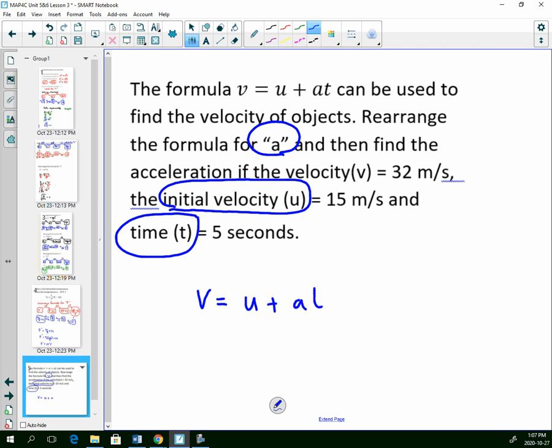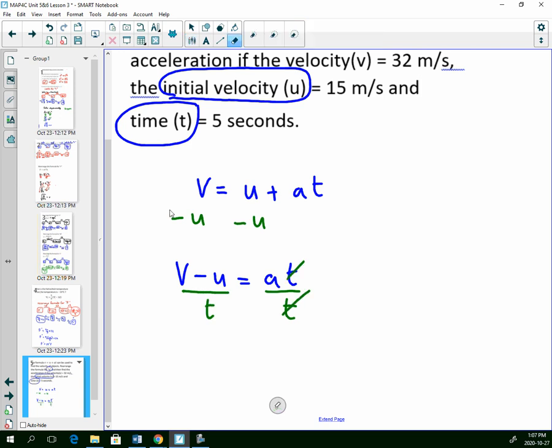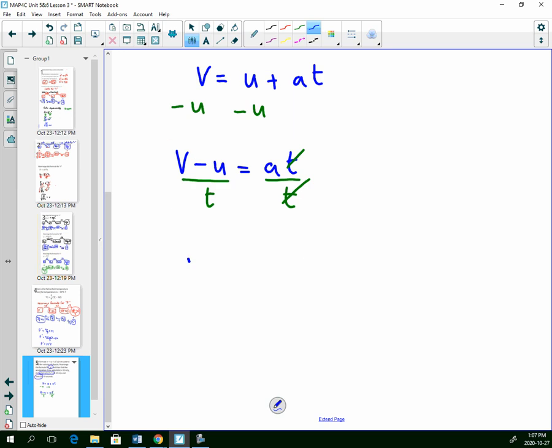Maybe I'll do this one algebraically because it's not that difficult. It's only got two operations. So I want to isolate for A, so I'm going to inverse the U, which is positive, so we'll put minus U, and we'll do the same on the other side. So V minus U equals A times t, and then we want to isolate for A, so we'll divide by t, do the same on the other side. So V minus U over t equals A.